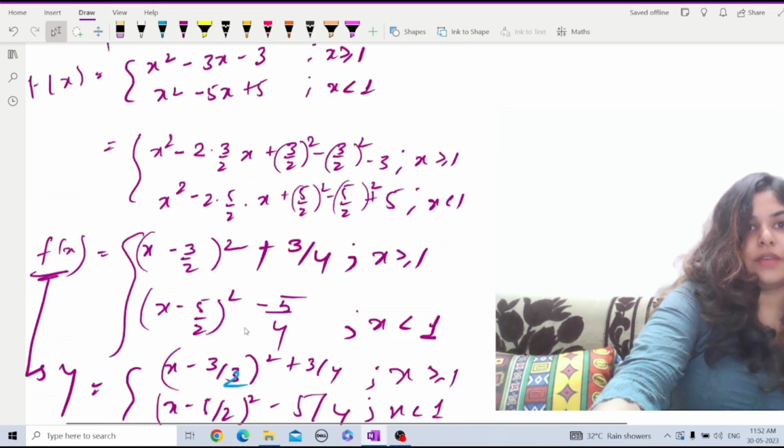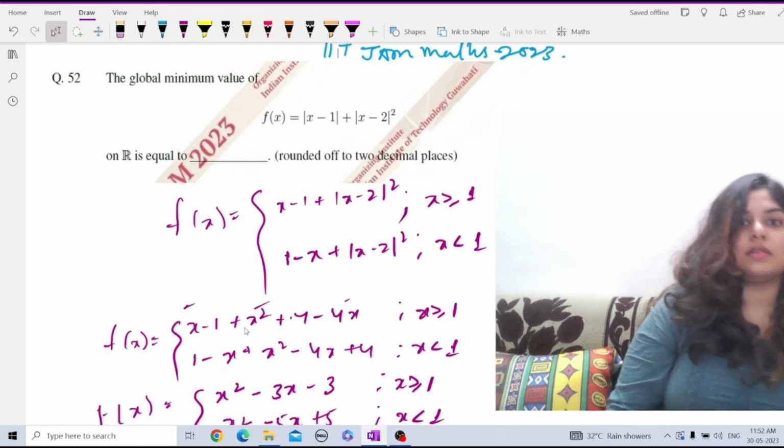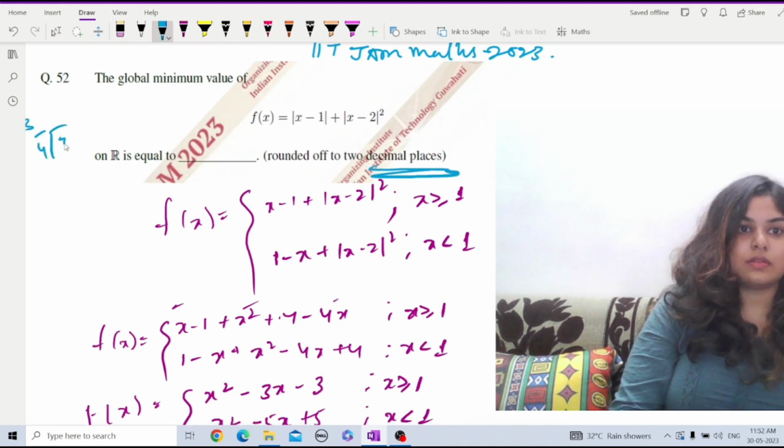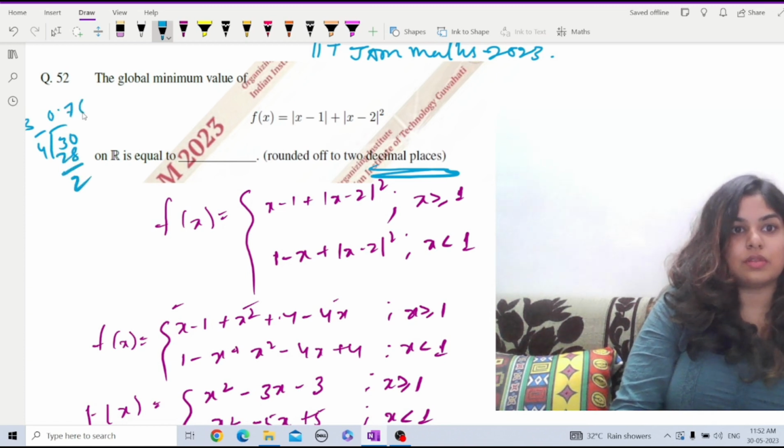So here we have to write the answer to 2 decimal places. So 3 by 4 is 0.75.